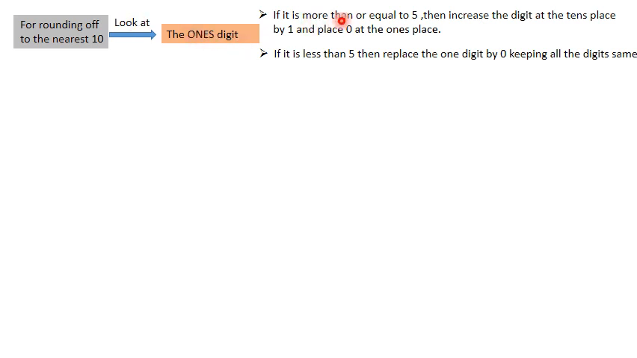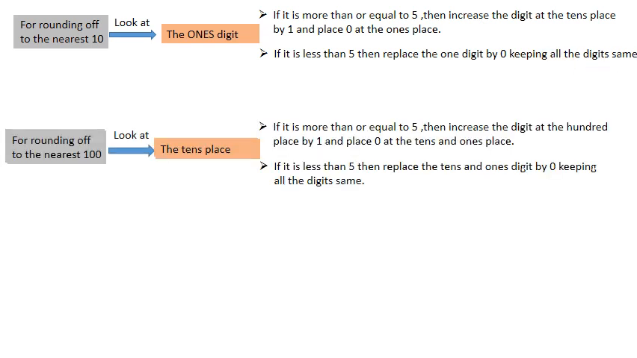and if it is more than or equal to 5, we increase the digit at the tens place by 1 and place 0 at the ones place. Means when we want to round to the nearest 10, if it is more than or equal to 5, we increase the digit at the tens place by 1 and we place 0 at the ones place. And if the ones digit is less than 5, we replace the ones digit by 0, keeping all the digits the same.